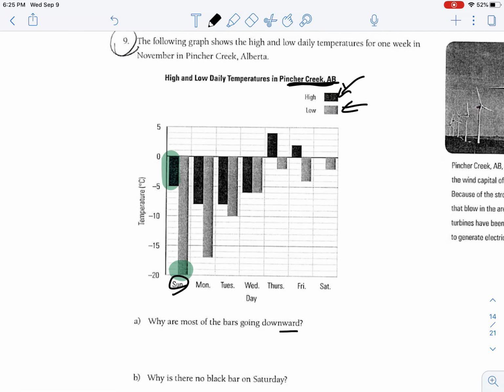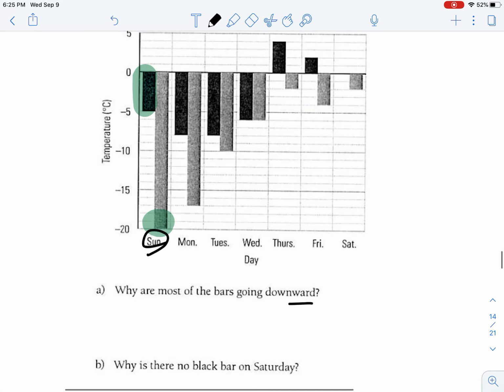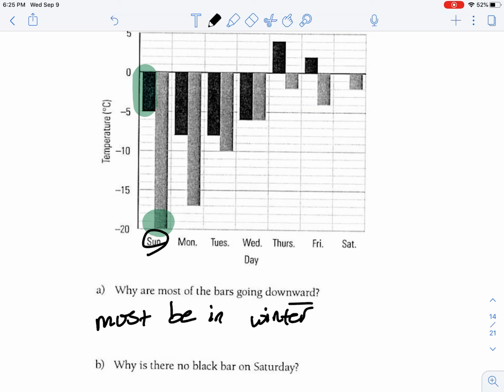So why are most of the bars going downward? Well, what I would probably guess is this must be during the winter, because we're dealing with a lot of negative temperatures.